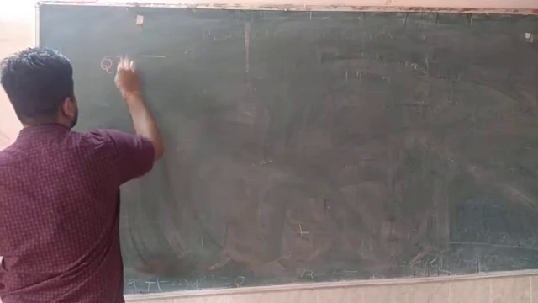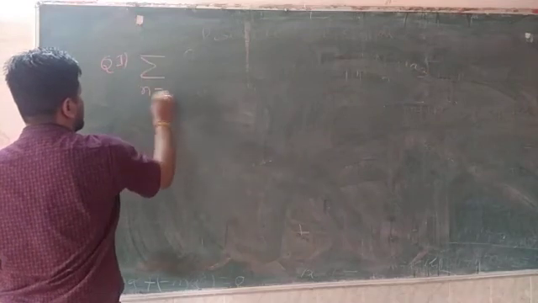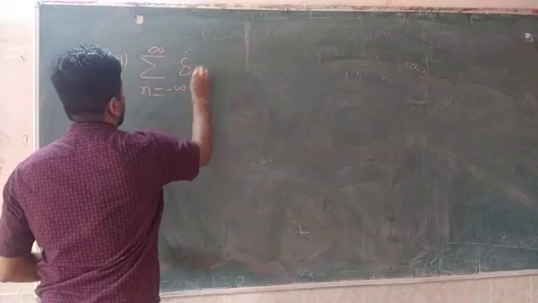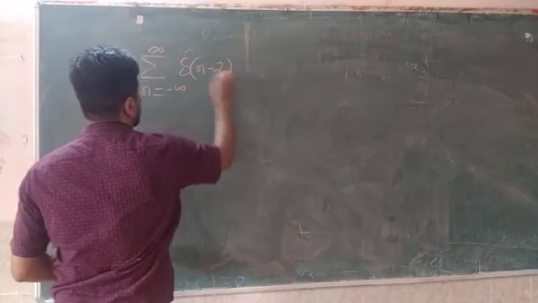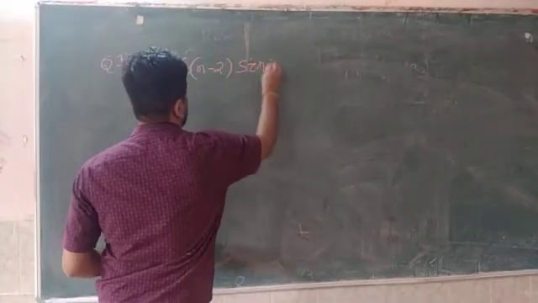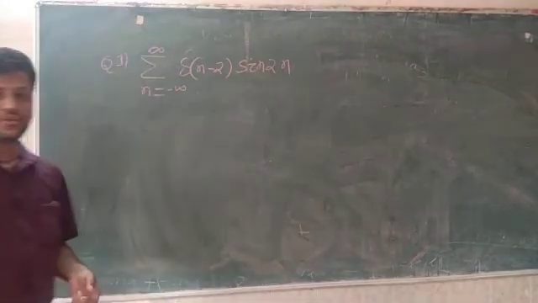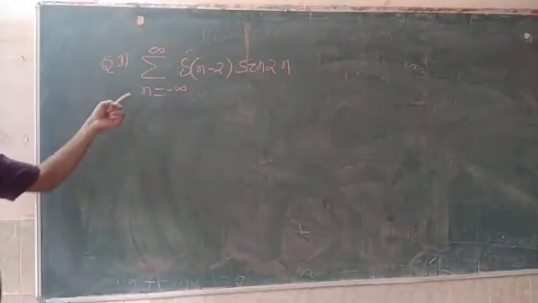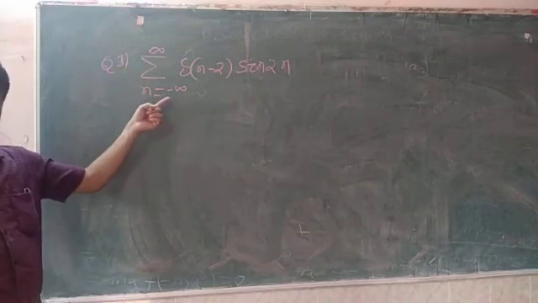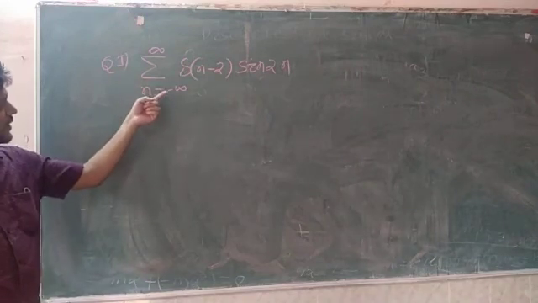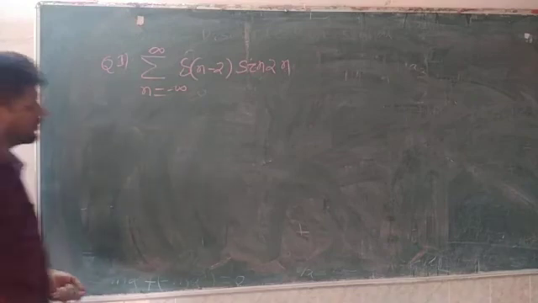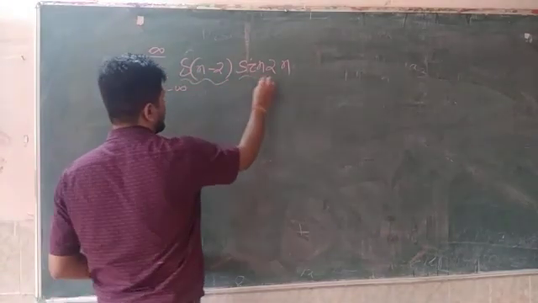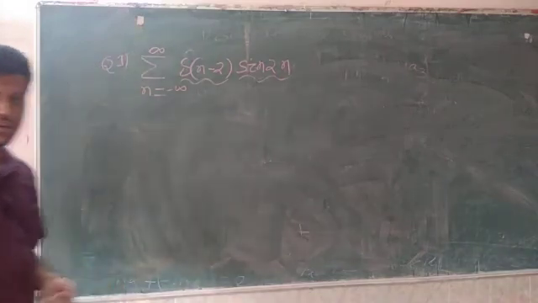The first question is summation of n equal to minus infinity to infinity of delta of n minus 2 times sin 2n. What will be the value? Students, here the limit is varying from minus infinity to infinity, and we have a product of two things: delta of n minus 2 and sin 2n.